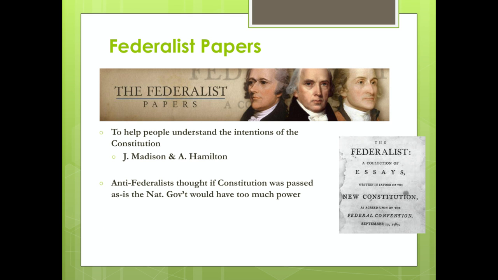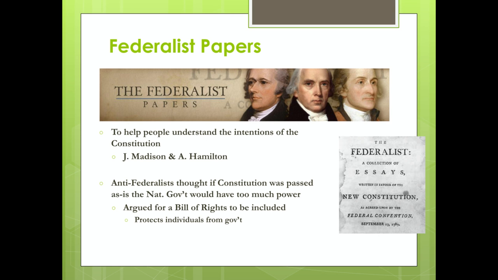The anti-Federalists, though, saw these papers as a threat and thought that if the Constitution was passed as is, the national government would have way too much power. So the 2 groups are going to have to compromise once again. A compromise is going to have to be reached between the anti-Federalists and the Federalists if this new Constitution is going to go through.